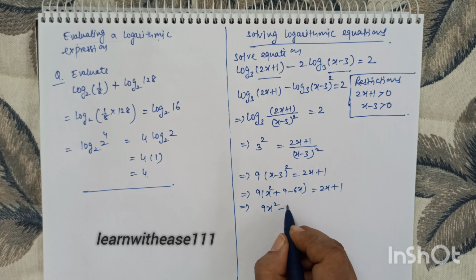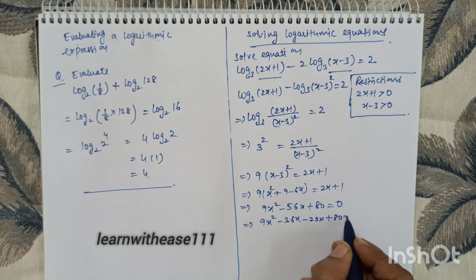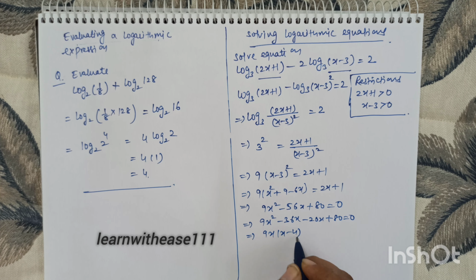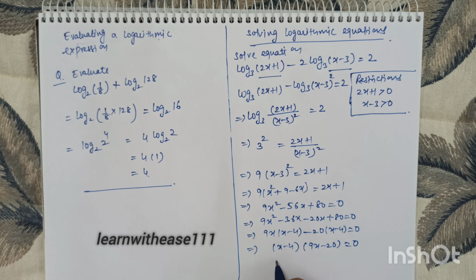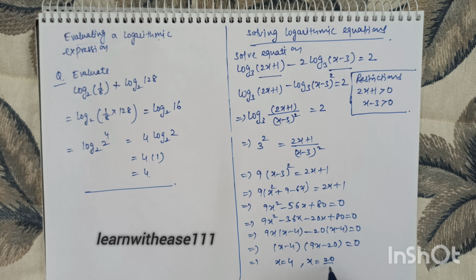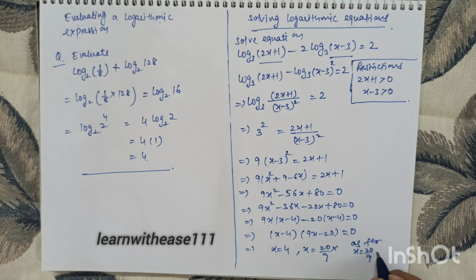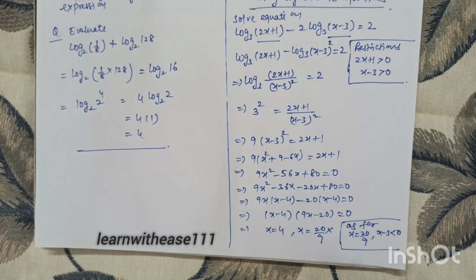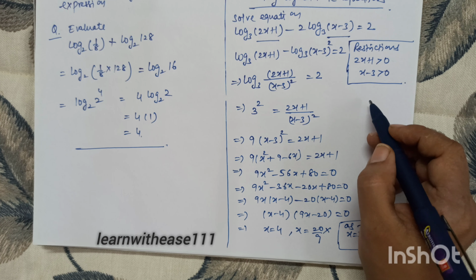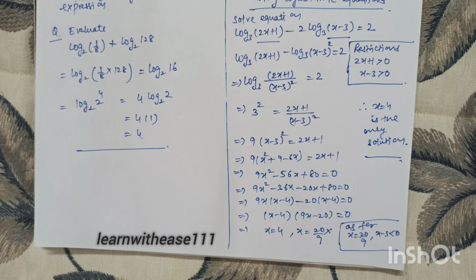9x square minus 56x plus 80. This will provide us the factors x minus 4 and 9x minus 20, which gives x equals 4 and 20 by 9. So 20 by 9 is not feasible as the restriction x minus 3 is not positive for x equals 20 by 9. This becomes negative. So the only possibility here is x equals 4, which satisfies both the restrictions. So x equals 4 is the only solution for this equation.